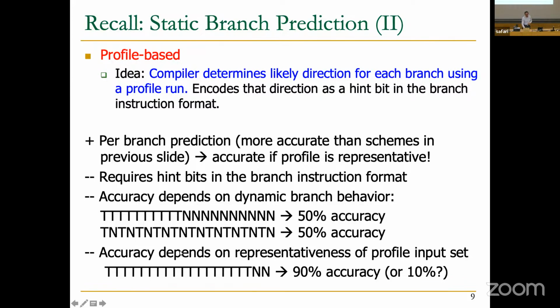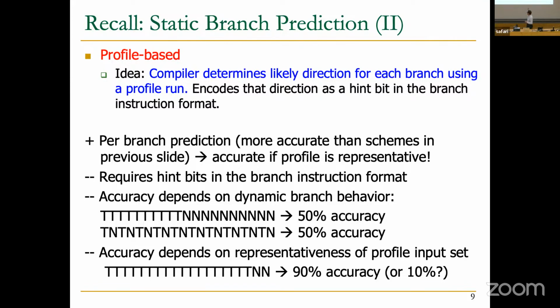And we also said that if you're actually profiling your program and trying to determine the direction of a branch, your profile input set should better be representative. Meaning, whenever you profile your program and you decide, oh, this branch is taken 90% of the time, you'd better be correct. Because if you're incorrect, and if the branch is actually taken 10% of the time, then you would be making the wrong decision 90% of the time, right?